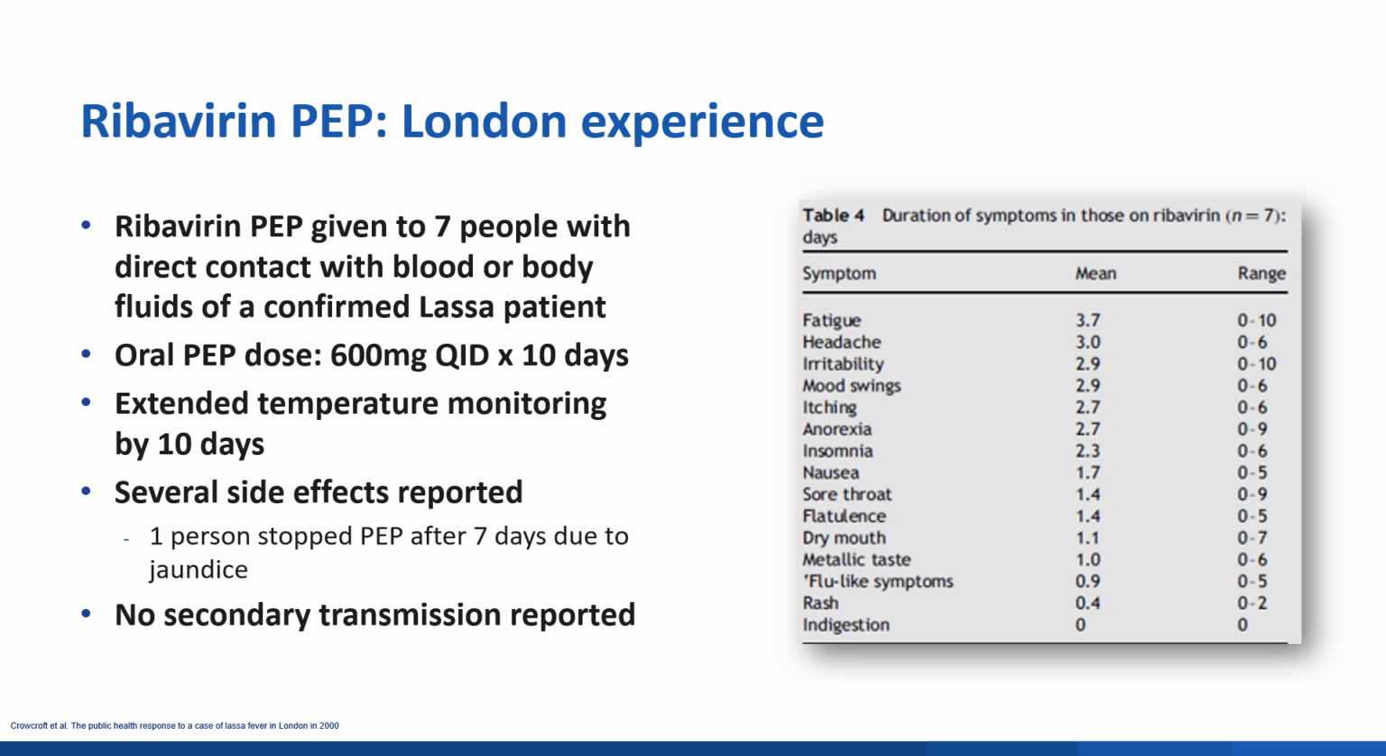Several temporary side effects were reported among those who were given oral ribavirin PEP and are listed in this table. The most commonly reported side effect was fatigue, followed by headache and irritability. One contact discontinued ribavirin after 7 days due to jaundice. No instances of secondary transmission were reported.